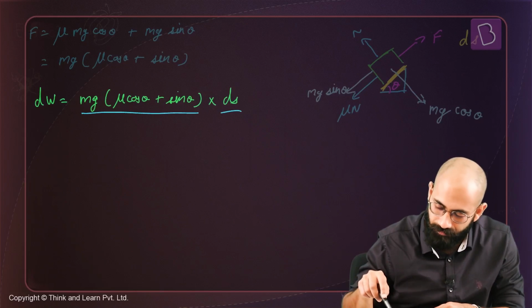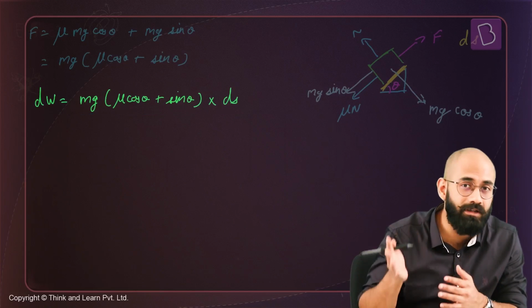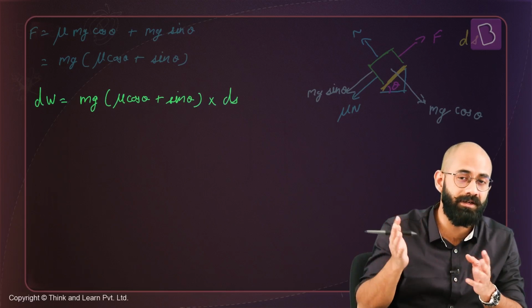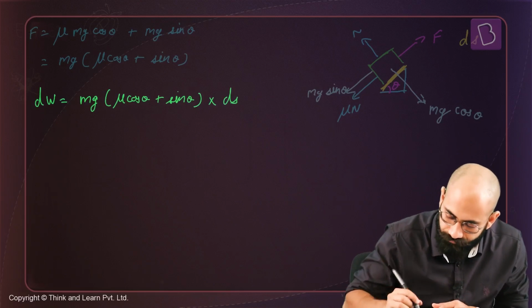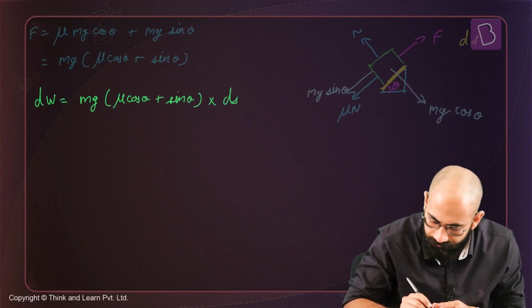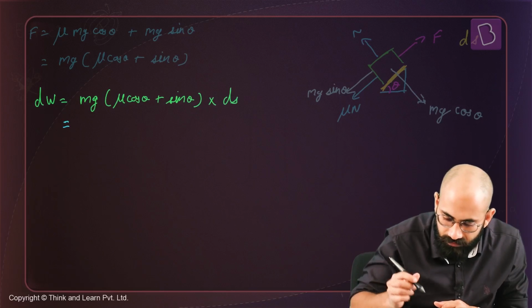All right, cool. So this is something we will not be able to do if, for example, F was not in the direction of ds. If it was some other weird direction, then you can't do this directly. Okay. So now that we get this, let me simplify this further.